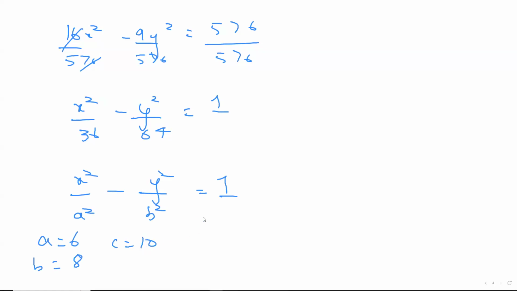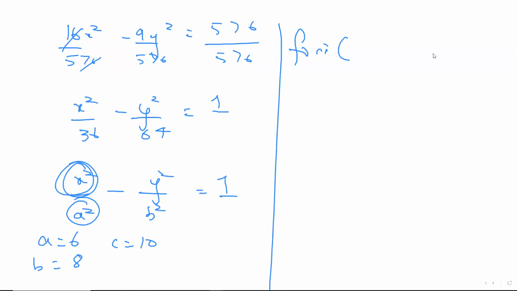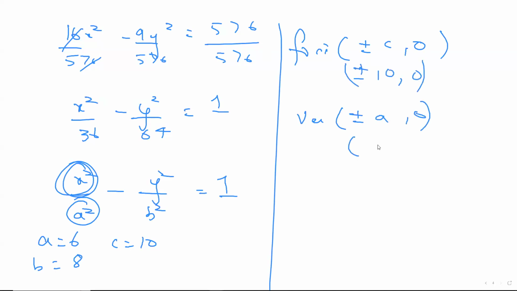You add both of them. Okay, I found it. Now careful. A is under the x-axis, which means for the foci, the x coordinate will be filled. Foci depends on c, therefore c comma 0. Vertices plus or minus a comma 0. C's value is plus or minus 10 comma 0. Vertices a is plus or minus 6 comma 0.